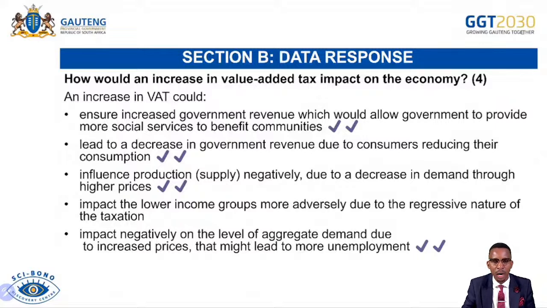That might lead to more unemployment. We know that selling prices will be increasing, and then the demand for goods will be declining, forcing businesses to retrench some workers because there will be less demand for goods and services. So that will be leading to a high level of unemployment because of less production required in the market, and also the supply will be declining, caused by the fact that the demand is also lower.